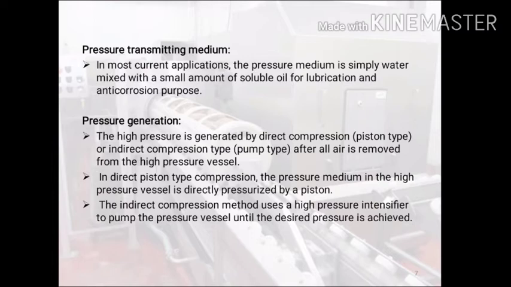After all, air is removed from the high pressure vessels. The high pressure is generated by direct compression, that is piston type, or indirect compression, that is pump type. In direct piston type compression, the pressure medium in the high pressure vessels is directly pressurized by a piston. This method allows very fast compression but is in practice restricted to a small diameter laboratory or pilot high pressure system. In the indirect compression method, a high pressure intensifier is used to pump the pressure vessels until the desired pressure is achieved.